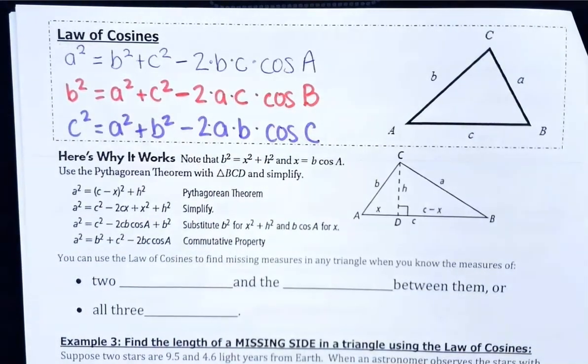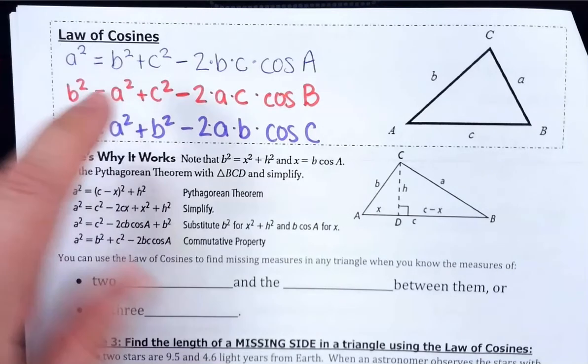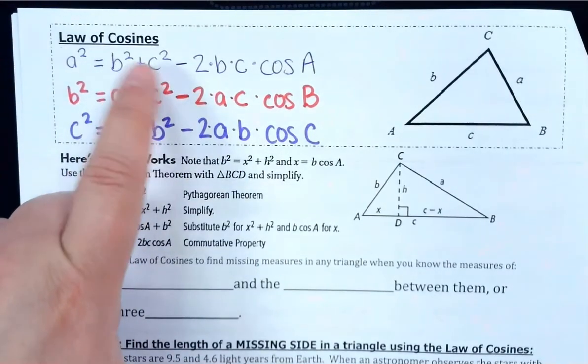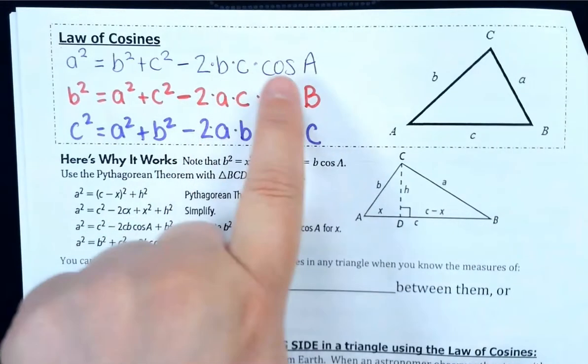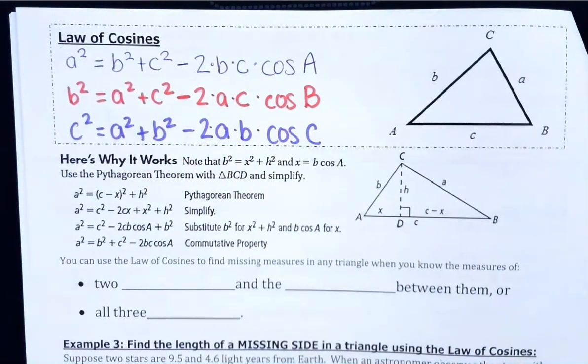So there's 3 different formats that this could appear in. They all take the same format. Whatever side you're trying to find, the other two sides squared and added together, minus 2 times the other two sides, times the cosine of the angle across from the side you are trying to find.